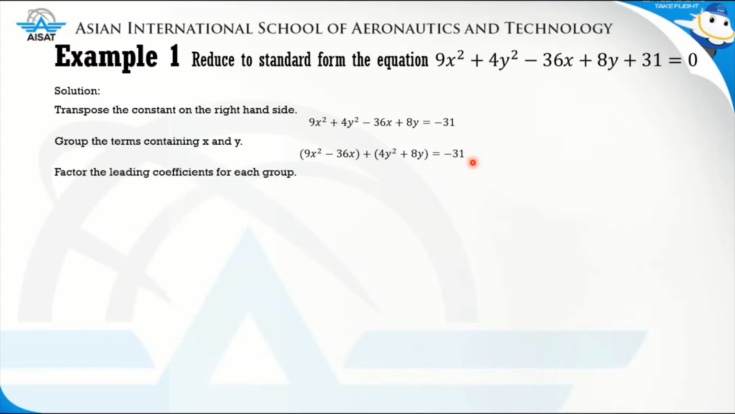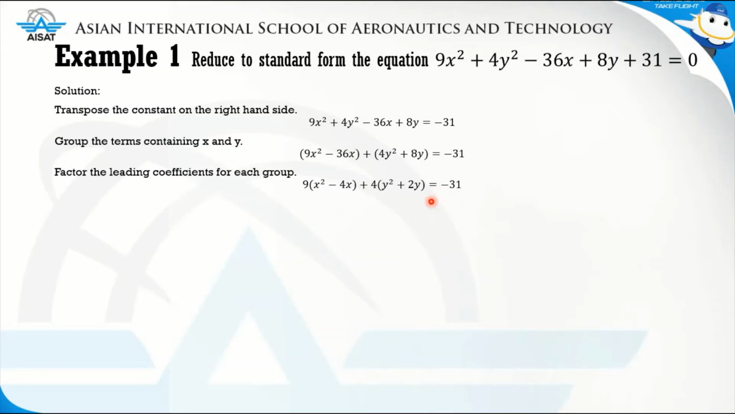The next step is to factor the leading coefficient for each group. So we factor 9 from the first group and we factor 4 from the second group. So we'll have 9 times the quantity x squared, and on the second term, we factor out 9 from 36, so we are left with negative 4x. Plus, we factor 4. So you have 4 times the quantity y squared plus 2y is equal to negative 31.